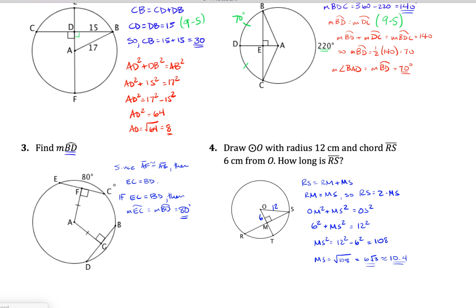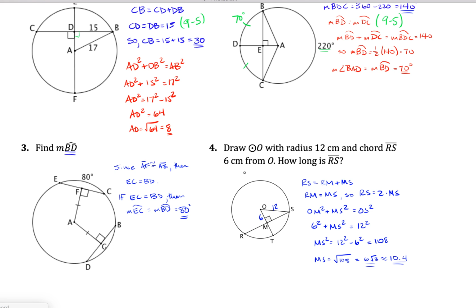So anyway, since segment AF is congruent to segment AG, it would be indicating that chord CE is the same distance away from the center as chord BD. These segments would indicate the distance that these chords are away from the center. And since those distances are equal, it would mean that the chords are congruent, or the chords have the same length. And if the chords have the same length, then the arcs here, EC and BD, would be of equal measure. And since arc EC is 80, it would mean that arc BD would be 80.